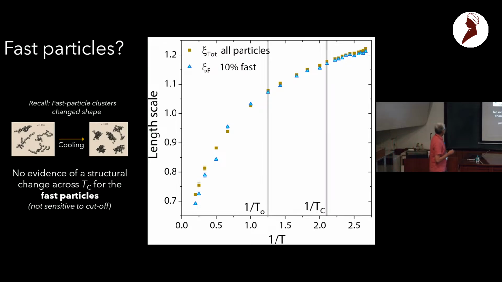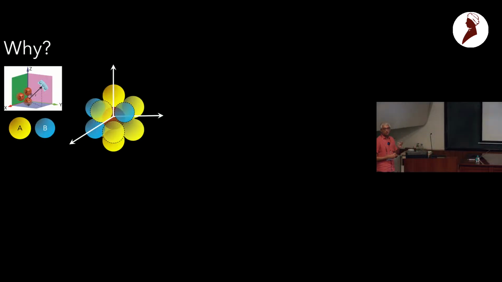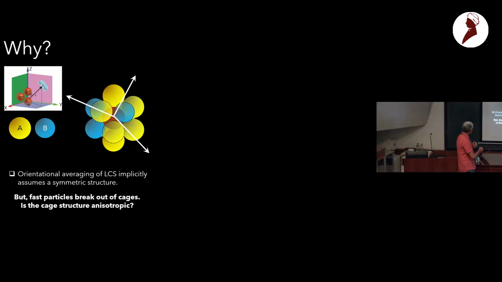So to understand why this might be happening, let's go back to how we define the local coordinate system. What I've done is that I've gone to a single particle, the one that I'm interested in, which is the red one here. In this approach, I do this averaging for every possible orientation of the local coordinate system, and I do it for every particle. Now, when you do this orientational averaging, what you implicitly assume is that the structure around the particle is symmetric. All we're going to do is relax this assumption.